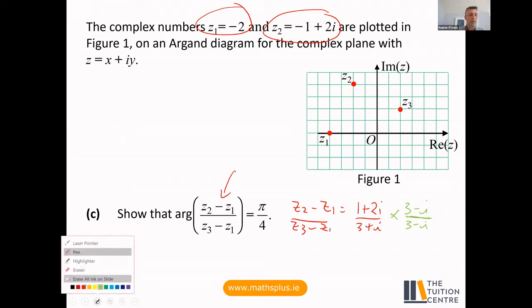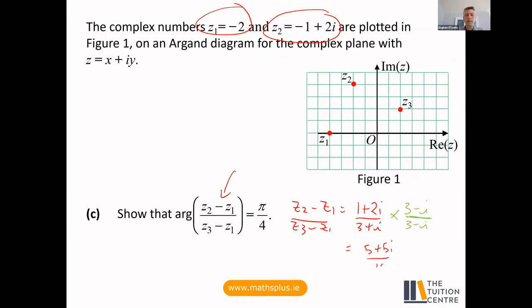And when I do this multiplication, what am I going to end up with? Well, it turns out I think I'm going to end up with 5 plus 5i over 10. And that's going to end up with a half plus a half i. And on our diagram here, that would actually put me here, wouldn't it? A half plus a half i.